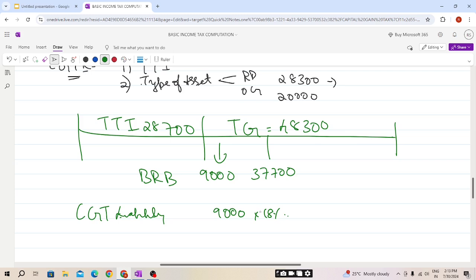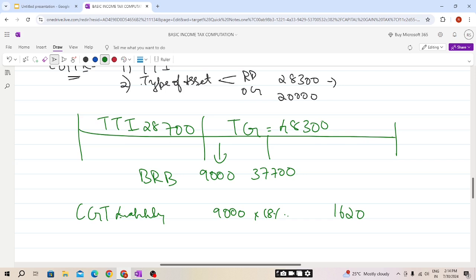Students, please do remember, you can start directly with other gains also, but we will start with residential property first because we have a tax saving. This is the order, students. 18%, so it will be 9,000 into 18%, 1,620. This we have seen, students.